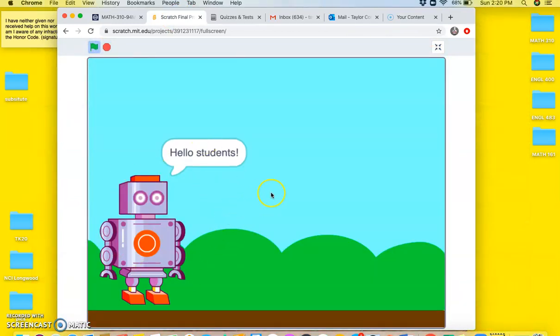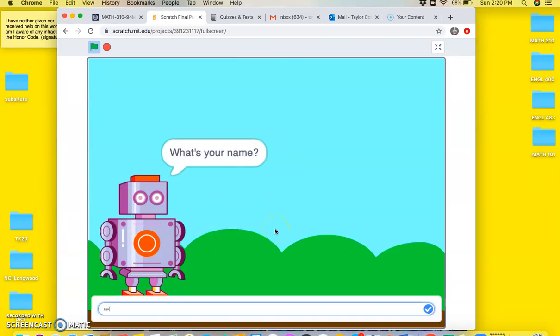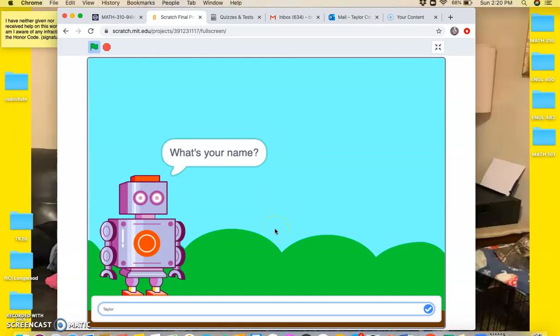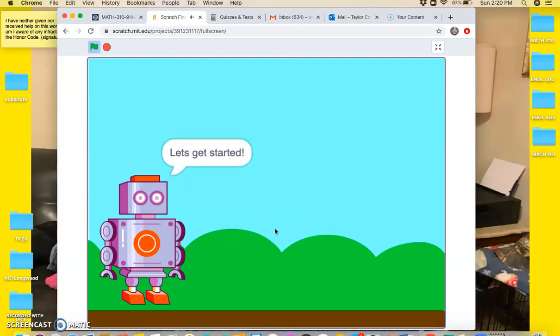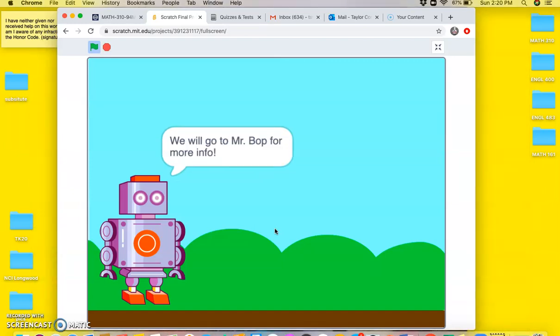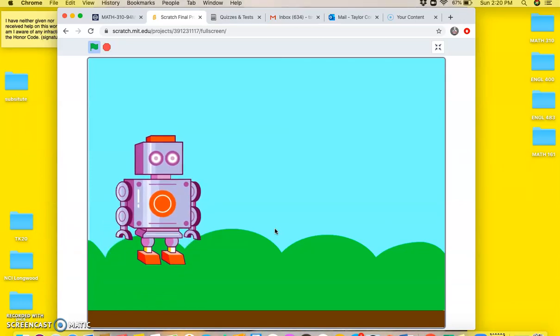Here's the robot telling the students that they're going to work on their vocabulary today. They will type their name, or the teacher or parent will. He tells them they're going to go to Mr. Bop for more information, and he glides across the screen.